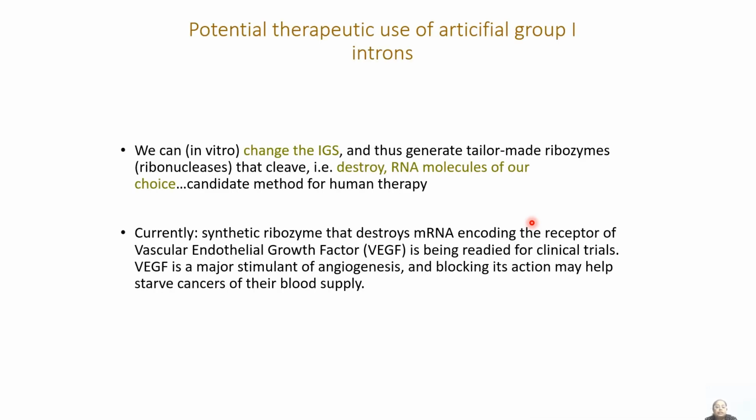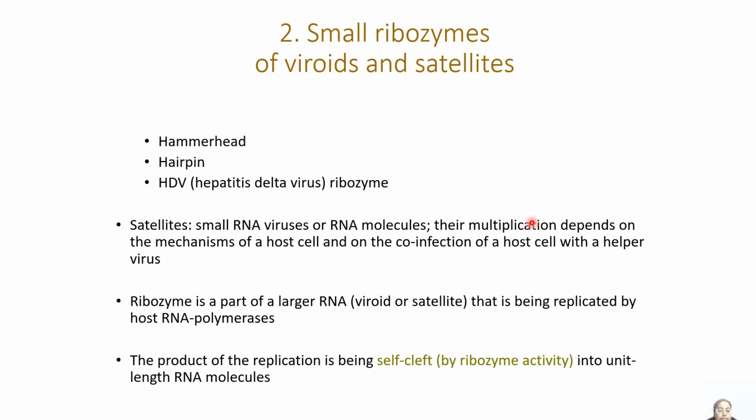Now, what are the potential therapeutic uses of artificial group 1 introns? We can in vitro change the IGS and thus generate tailor-made ribozymes that cleave, destroy RNA molecules of our choice. So this can be a candidate method for human therapy. Currently, a synthetic ribozyme that destroys mRNA encoding the receptor of vascular endothelial growth factor is being readied for clinical trials. It's a major stimulant of angiogenesis and blocking its action may help starve cancers of the blood supply.